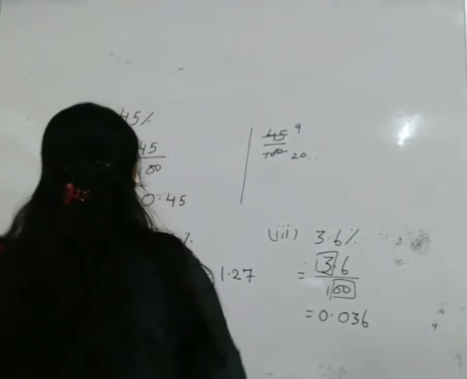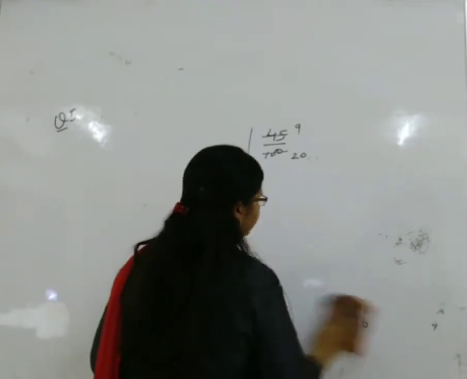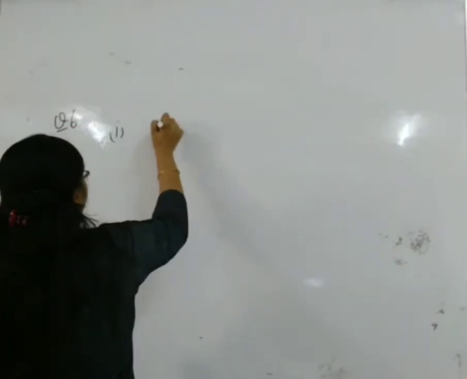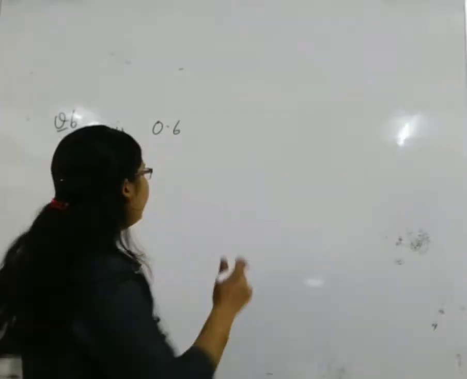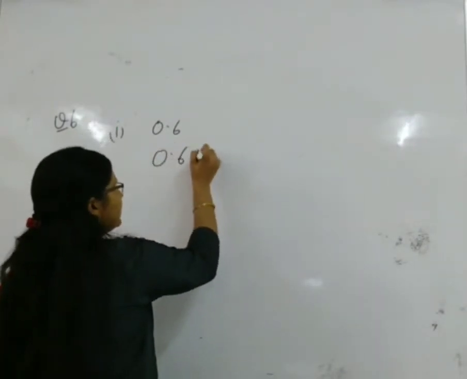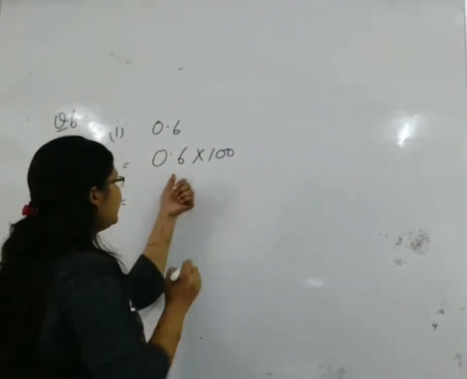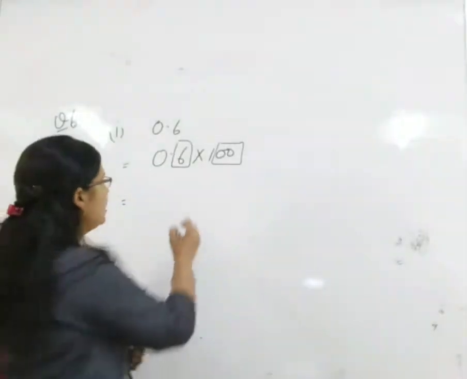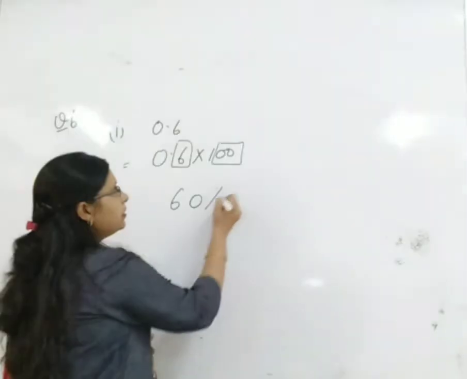In question number 6, we have to write the decimal number as a percentage. So we have to multiply by 100. 0.6 into 100. Now we have two options. Either we can shift the decimal. There are two zeros, and there is one digit after the decimal. We have to shift the decimal two places, so we have to write 1 zero in the right direction. So the answer is 60%.